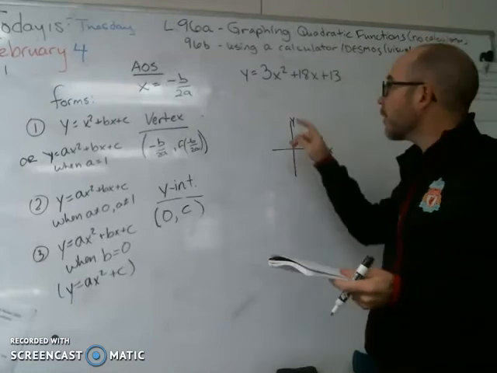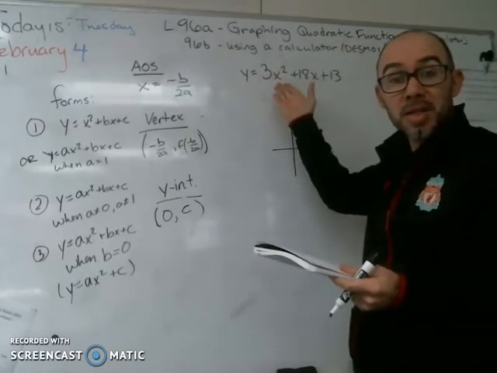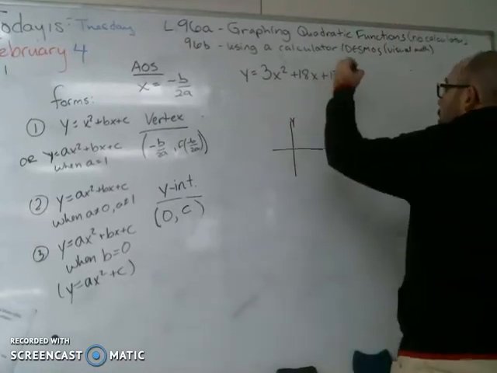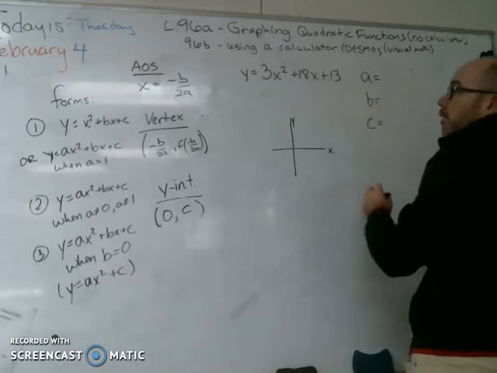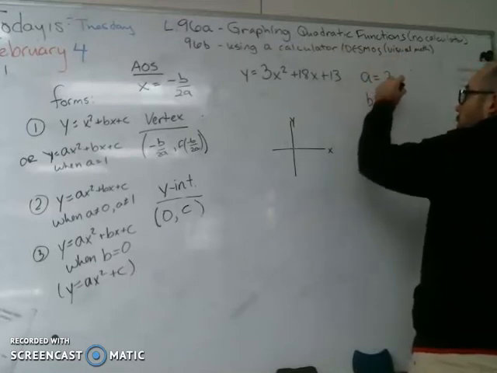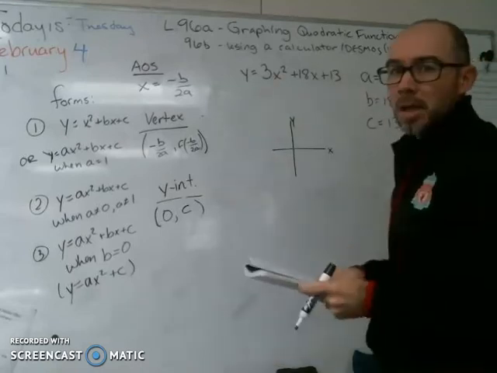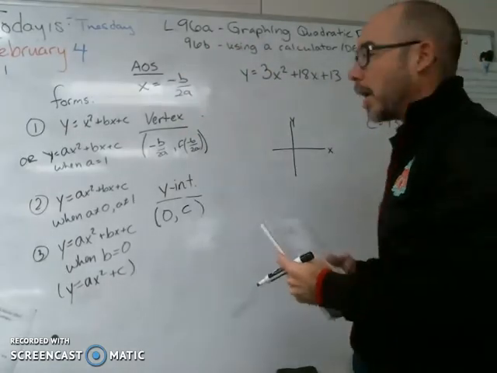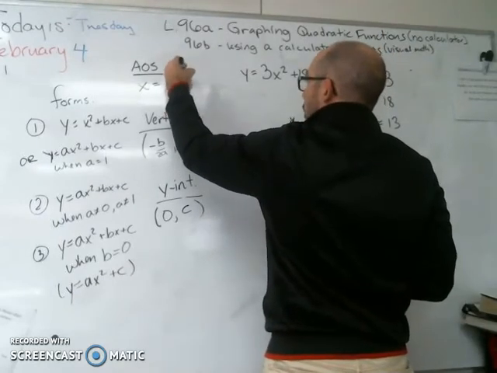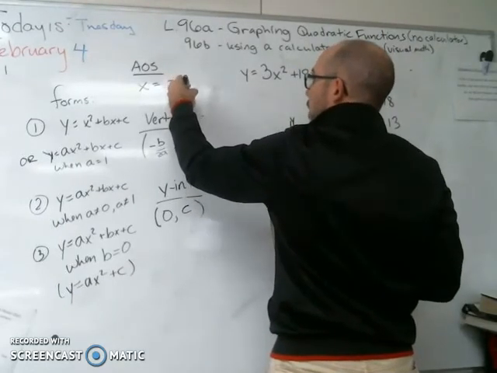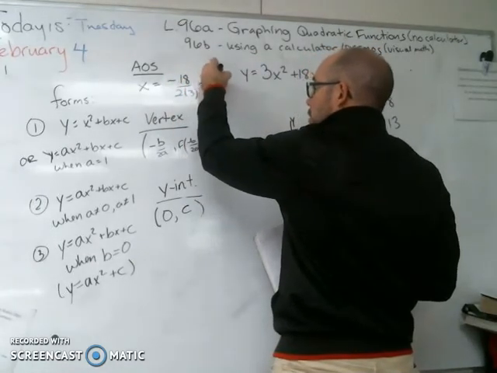Okay, just a little bit different in that it has a number out here in front that's not a 1. It's just sitting there. So we're going to go ahead and figure out A, B, and C, and then use that information to fill in the rest of the stuff. Pretty straightforward, 3, 18, and 13. And then off we go with our axis of symmetry and whatnot. Negative B over 2 times 3. That's negative 18 over 6.